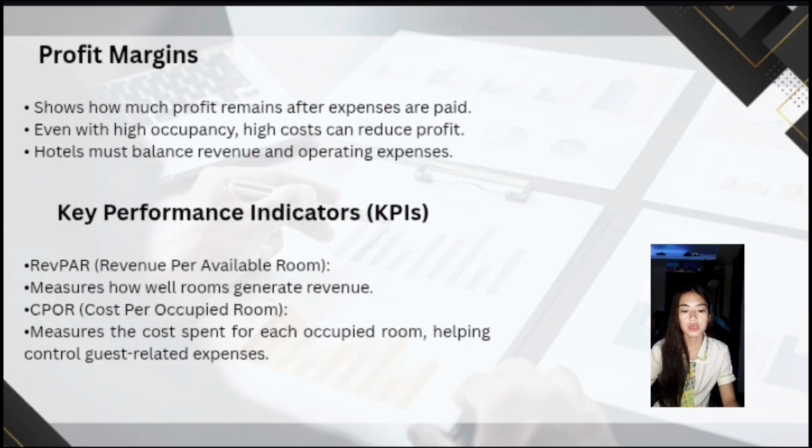If the company has 500,000 revenue and then 350,000 expenses, the profit margin is 150,000.